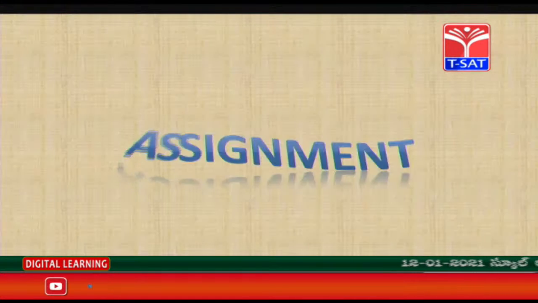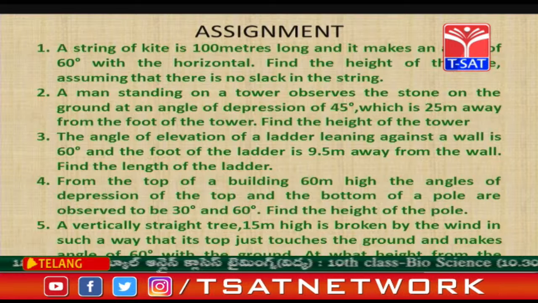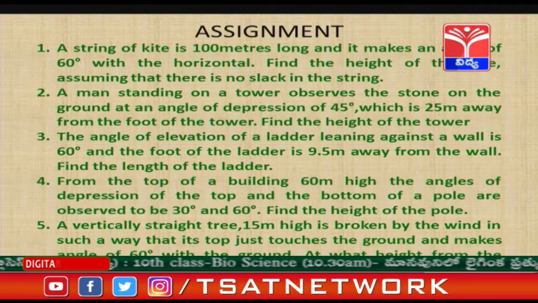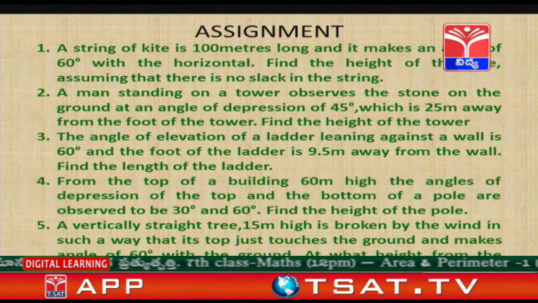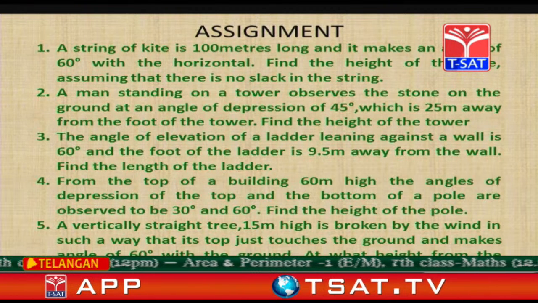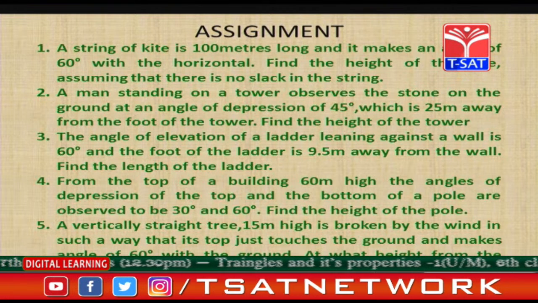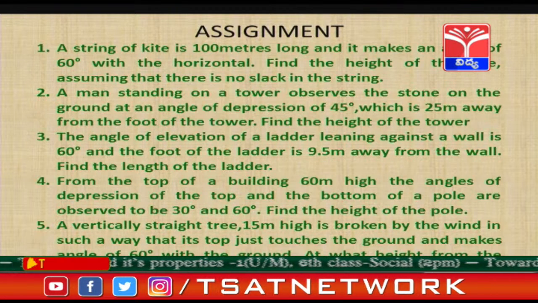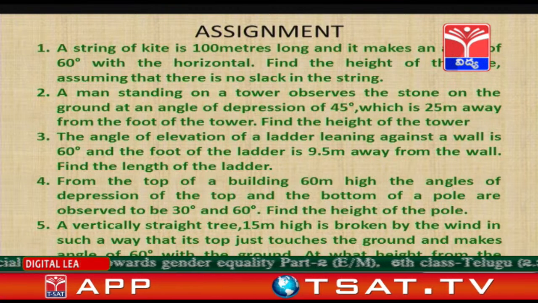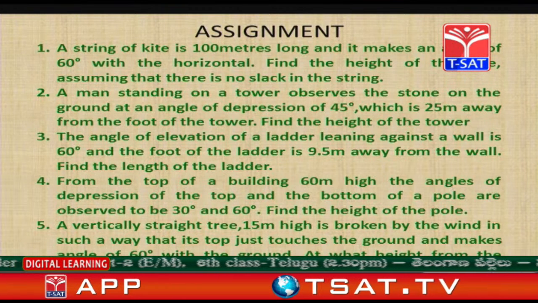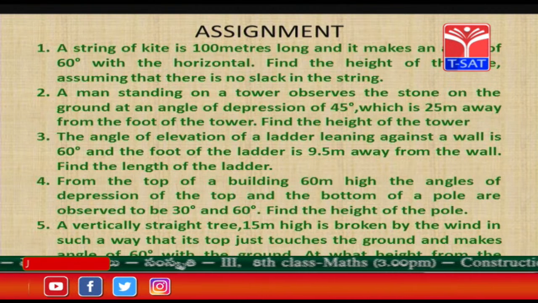Now, here is an assignment for you, children. First question: a string of a kite is 100 meters long and it makes an angle of 60 degrees with the horizontal. Find the height of the kite, assuming that there is no slack in the string, it is a perfectly straight line. You have to think. Question number 2: a man standing on a tower observes a stone on the ground at an angle of depression of 45 degrees, which is 25 meters away from the foot of the tower. Find the height of the tower.